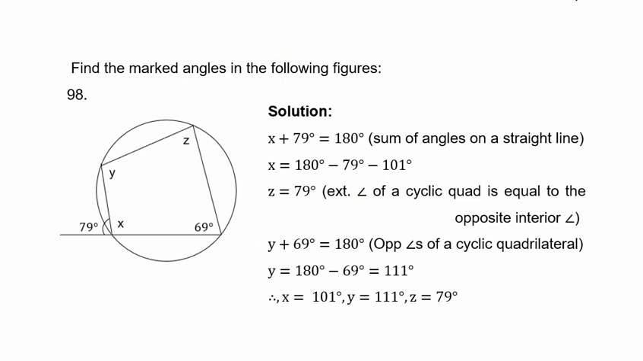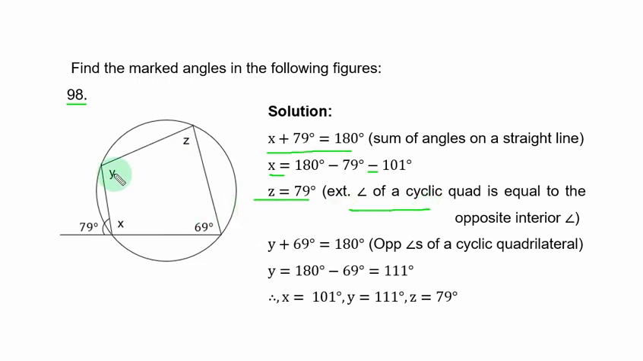Find the marked angles in the following figures. You have example 98. You have to find angle S, Y, and Z. Solution: 79 degrees plus S, the sum is equal to 180. Sum of angles on a straight line. So S becomes 180 degrees minus 79 degrees equal to 101 degrees. Now, S is 101 degrees, Z is interior, 79 is exterior. Both angles are equal. You have the reason.